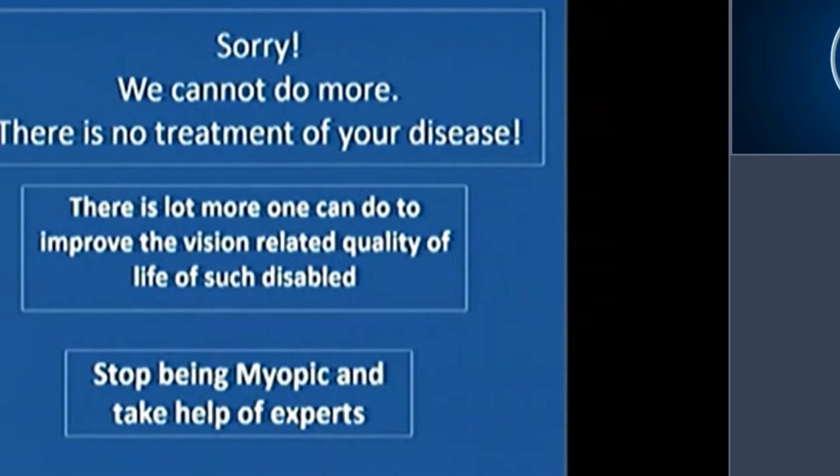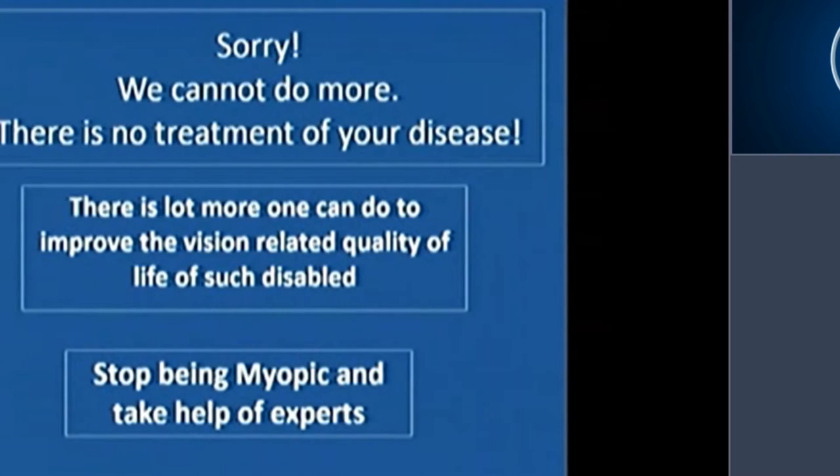Often we come to a situation in the clinics when we have to tell patients and their parents, sorry, we cannot do more than this. There is no treatment for the disease. Or perhaps we say that genetic engineering is on the horizon and maybe we will do something in coming years.